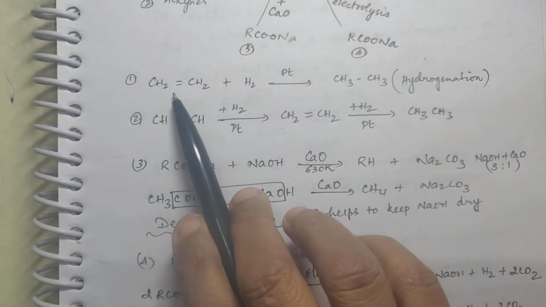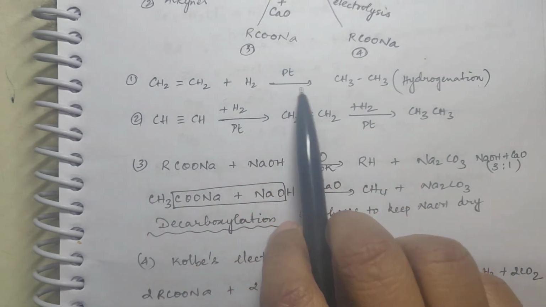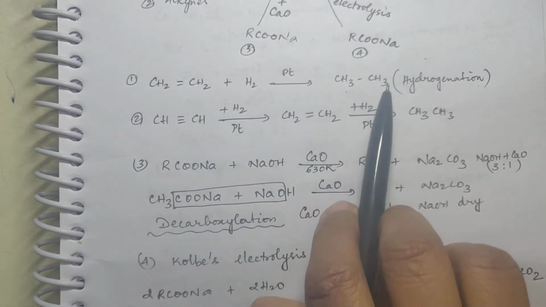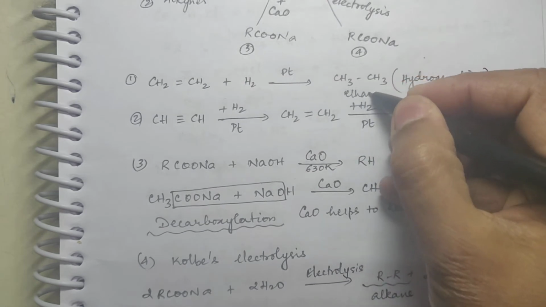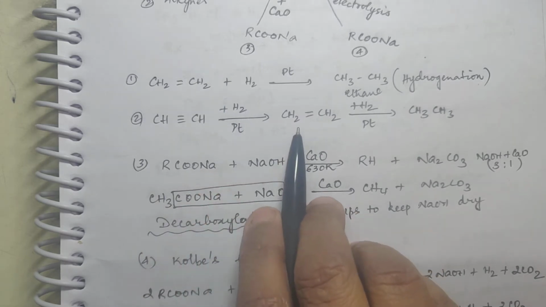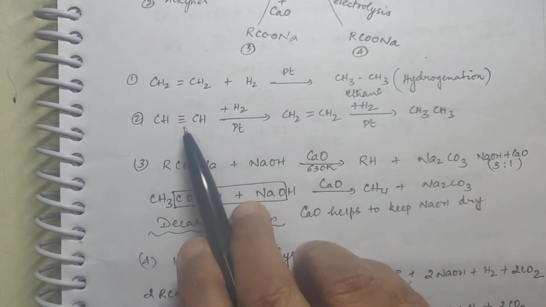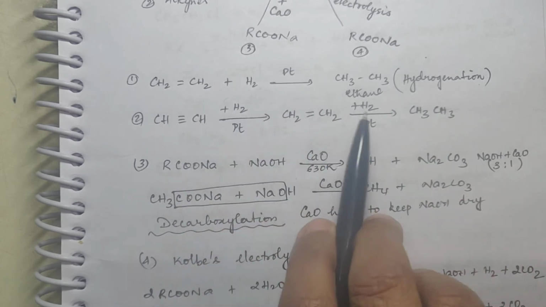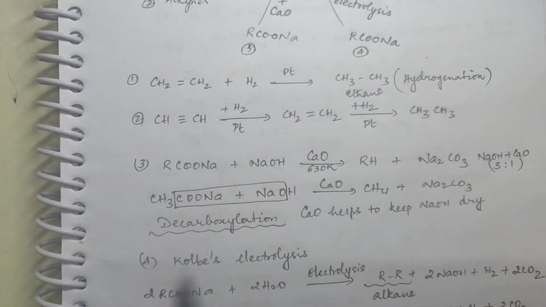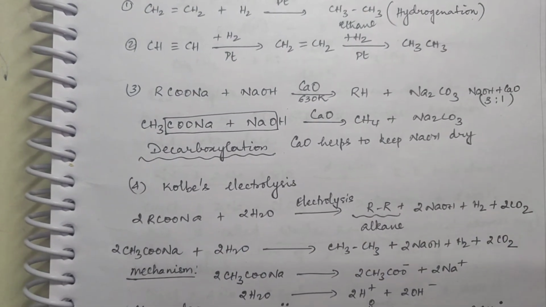So hydrogenation of alkene in the presence of nickel or platinum or palladium as catalyst will give you the corresponding alkane. So you start with ethene, you will get ethane. Same way, you start with ethyne. Initially you add one hydrogen, you get ethene. This further will take one more hydrogen to give you ethane. So here ethyne to ethane, 2 moles of hydrogen are required, and here only 1 mole of hydrogen is required. So this is called the hydrogenation process, simple addition of hydrogen.